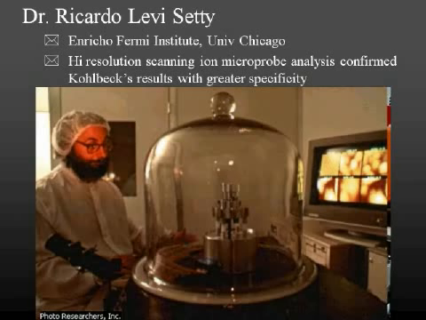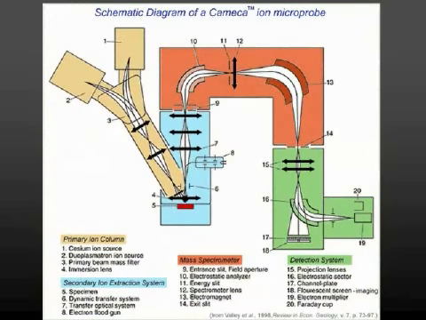Again, it looked like the crystals on the back of the shroud were not only consistent with Israeli limestone, but with Jerusalem limestone. Now, just to back himself up, to ask, is this just my bias, or is this legitimately an objective reality? He sent the samples and the shroud crystal samples to a colleague of his, Dr. Riccardo Levisetti, at the Enrico Fermi Institute at the University of Chicago. There he did high-resolution ion microprobe analysis, which is basically another fancy electron microscopic analysis, only a little bit more sophisticated. Essentially, it confirmed Kolbeck's results with greater specificity.